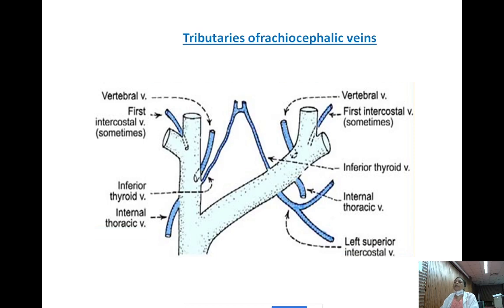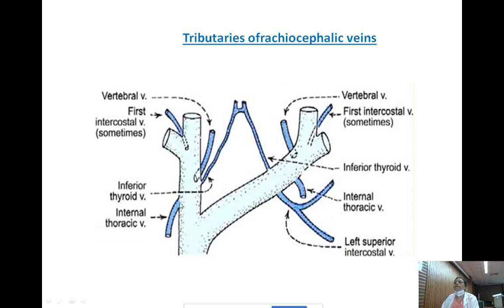Now the tributaries of the brachiocephalic vein. So tributaries of the brachiocephalic veins are many. One is the vertebral vein, which drains the blood from the brain and also from the posterior region of our body. Okay, so that is the vertebral vein. The first intercostal vein, sometimes that drains into the brachiocephalic vein. Then from the thyroid, the inferior thyroid vein drains into the brachiocephalic vein.